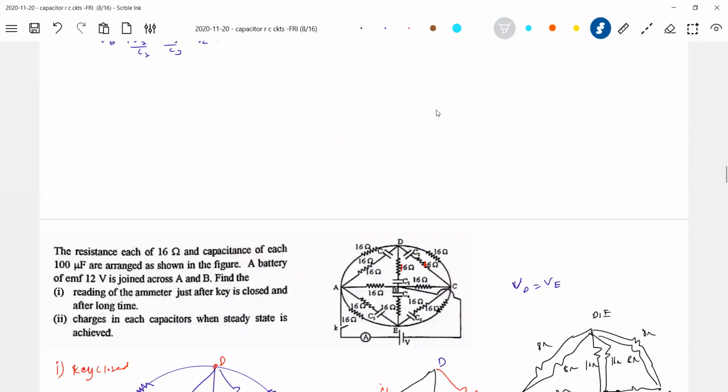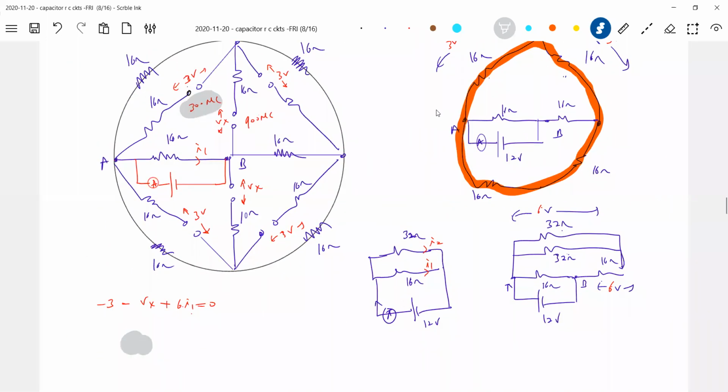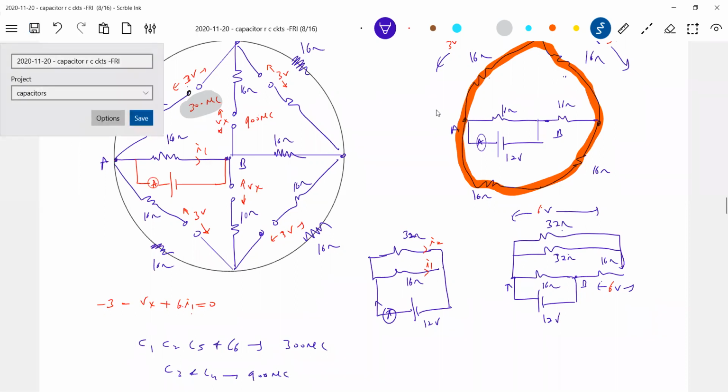I think that's what he's asking. C1, C2, C3, C4. C1, C2, C5, C6. Let me write it. Capacitors C1, C3 and C4 will be 900 microcoulomb. Cross check the answer. Let me go for the next problem.